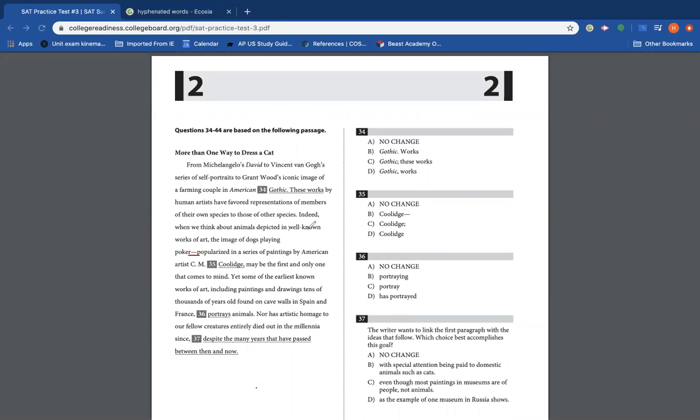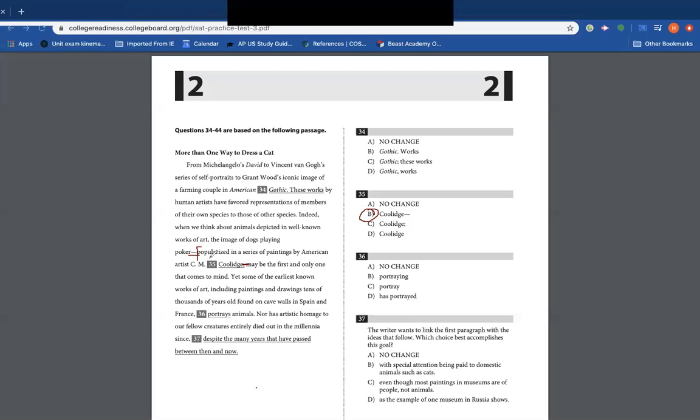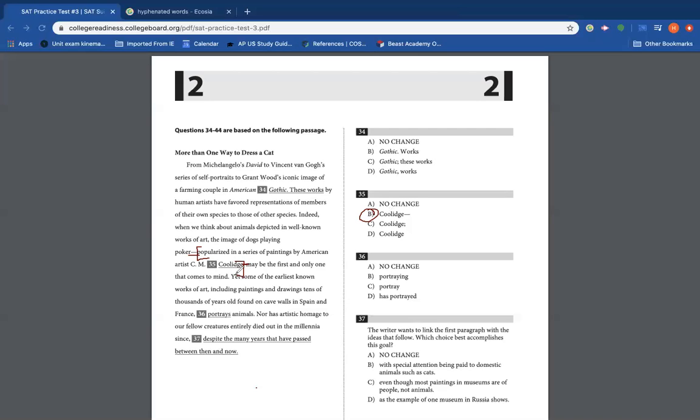And you see how we're using a hyphen over here to connect two words. Now for 35, the answer is B. There's a hyphen over here too. Indeed, works of art, the images of dogs playing poker. We see how this phrase, popularized in a series of paintings, is kind of a removable phrase, right? But playing poker may be the first and only thing that. So that's a removable phrase.